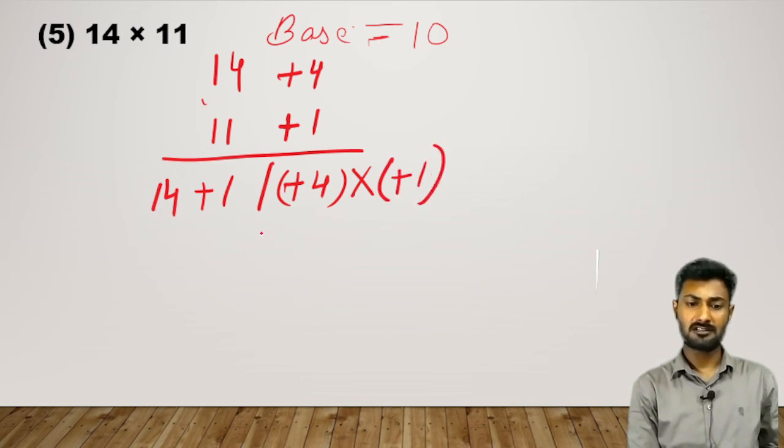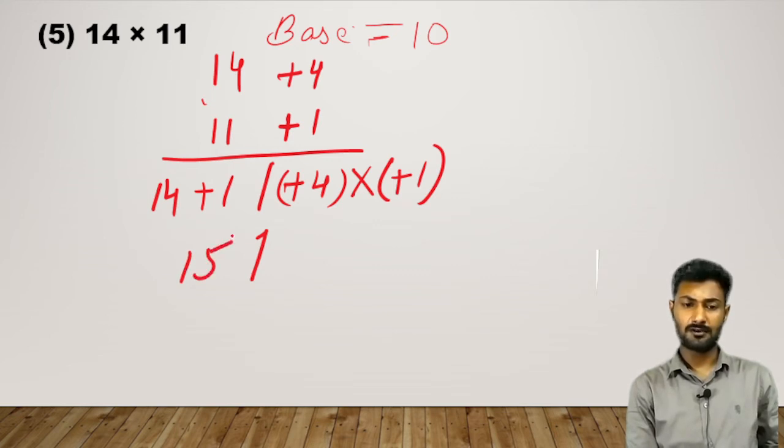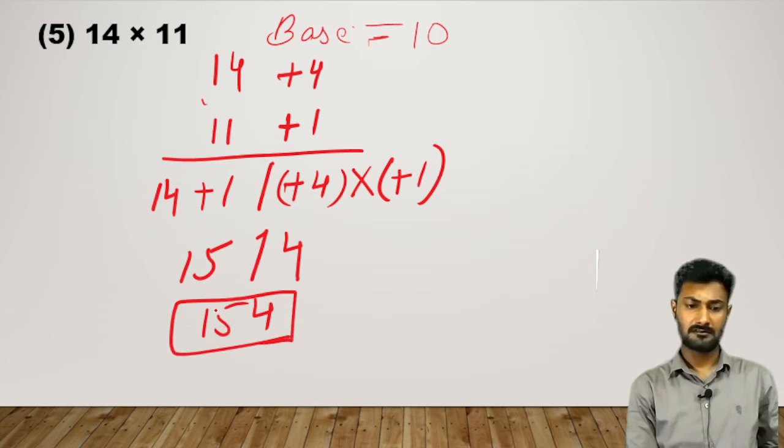Both are positive, so the resultant of the deviation will be positive. This becomes 15, and 4 multiplied by 1 is 4. This becomes 154. Okay.